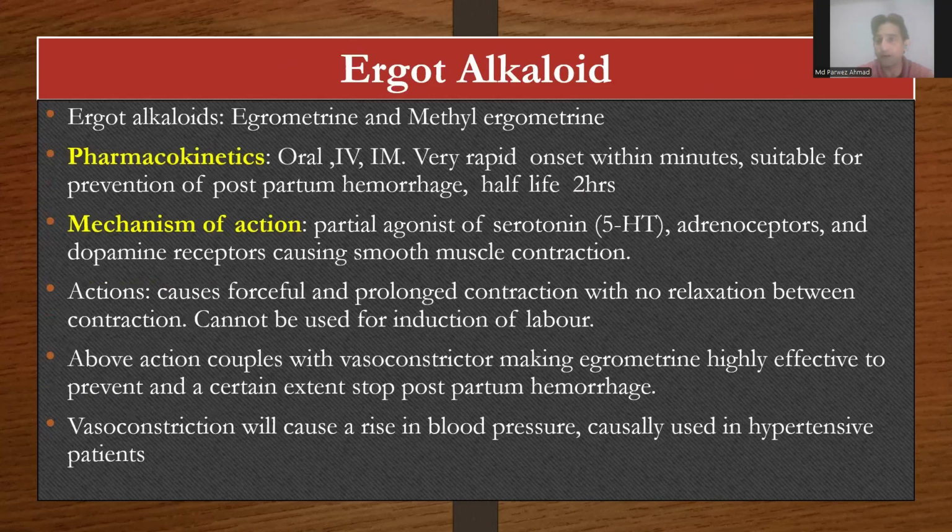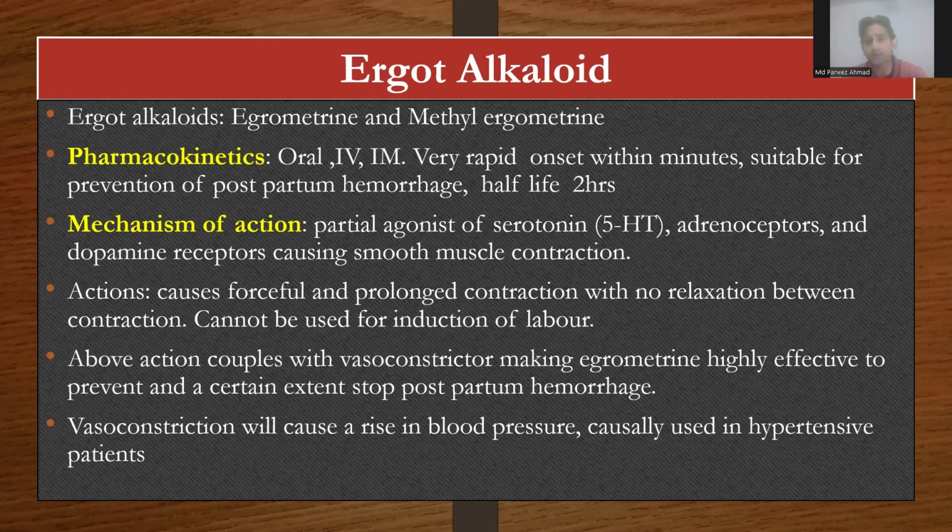Now the next example of the oxytocics is the ergot alkaloids, like ergometrine. We know that ergometrine is also called ergonovine and methylergometrine. As for pharmacokinetics, it is given by oral, intravenous, or intramuscular routes, and its onset of action is very fast, within a minute.